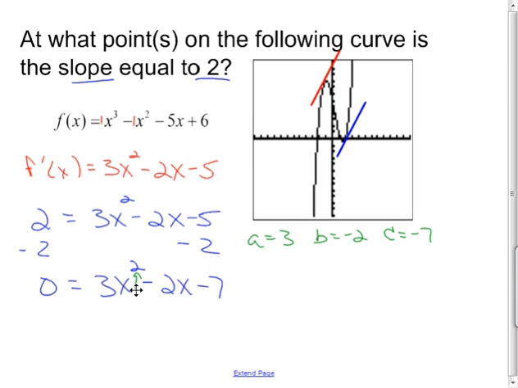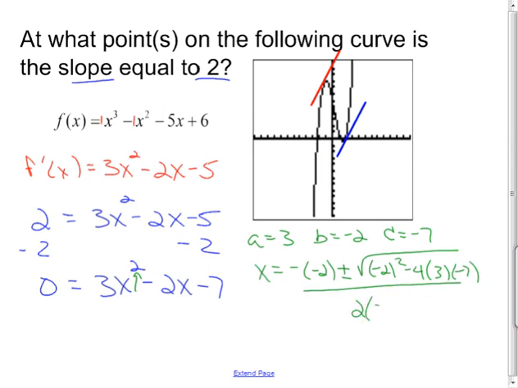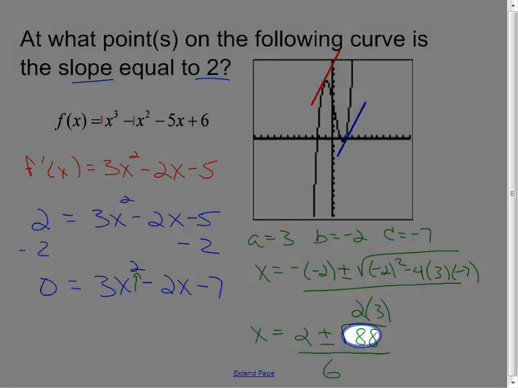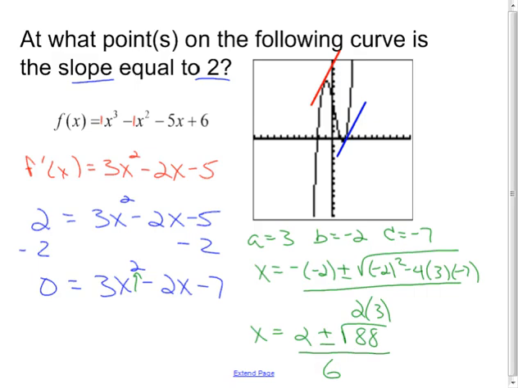Using the quadratic formula, we get x equals the opposite of b, plus or minus the square root of b squared minus 4ac, all over 2a. So continuing on, we're going to get x equals 2 plus or minus the square root of 88, just using your calculator, over 6. Now from here, because I'm going to get a decimal, I'm not going to simplify this radical, because I'm trying to approximate an actual place on a graph.